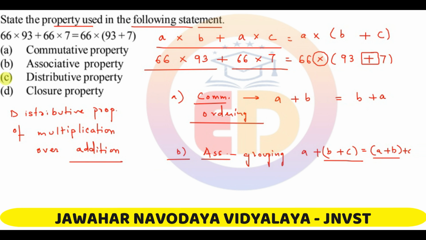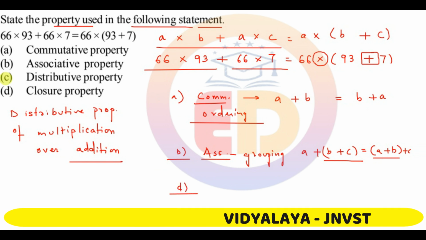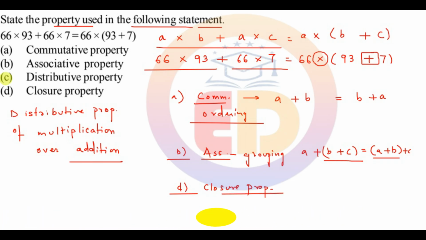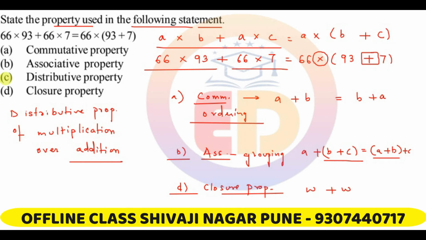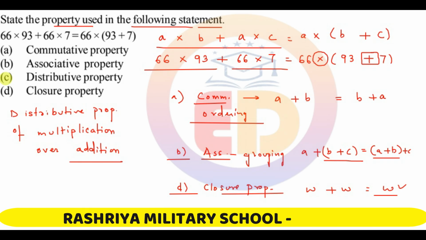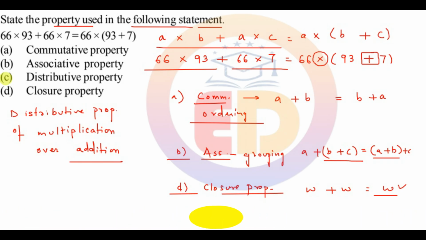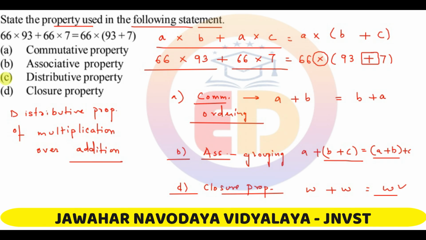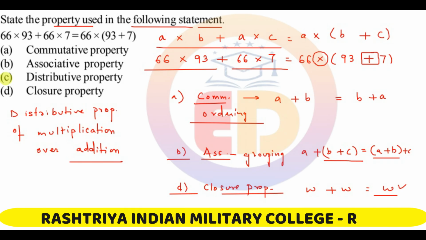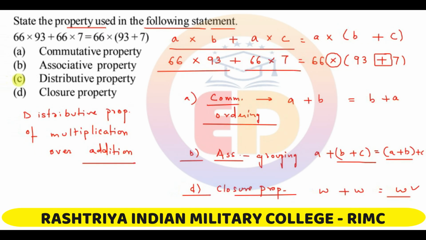Closure property, option D. Closure property states a whole number plus whole number will give us a whole number. Here we have discussed only the addition properties. As in the upcoming questions, we will also discuss the multiplication, subtraction and division property of whole numbers. In this question, the answer is distributive property, which is option number C.